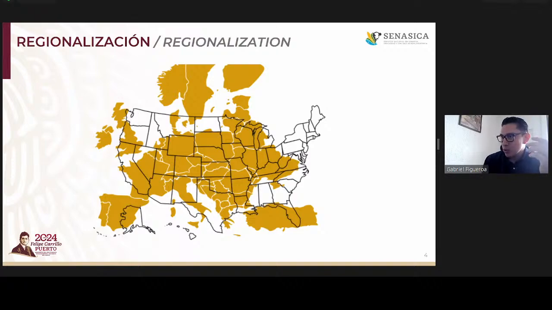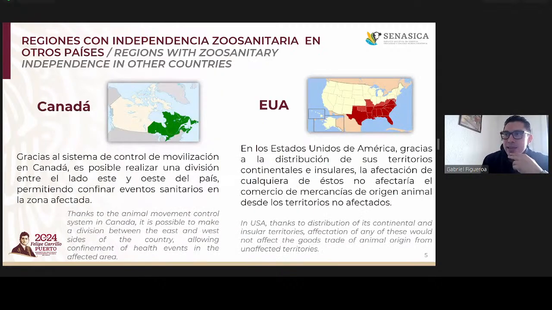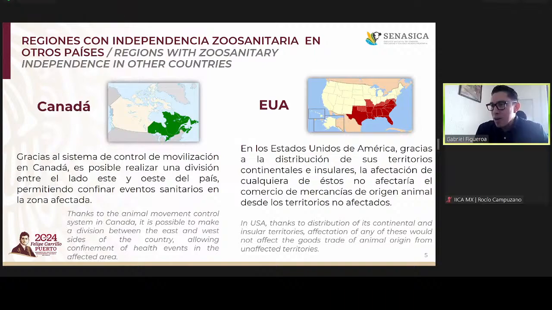And this is not the case in our territory unless we mark some boundaries. If Canada had this mobilization control in order to establish a border between the eastern and western territories, then in the event of the entry of ASF in one of these territories, they could control the transit of animals, products, and byproducts to the other territories.